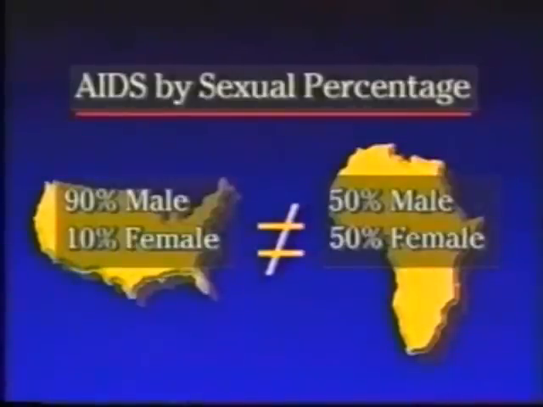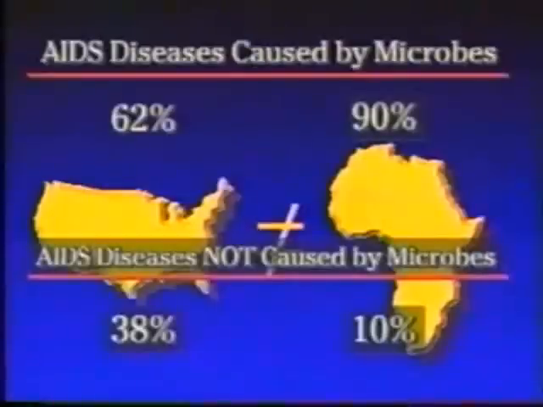It affects men and women alike. In America, AIDS is 90% men, and in Europe, 90% men. That's epidemiologically as different as day and night. 50% compared to 90% is completely different. That's a totally different epidemic, the African one. And the diseases, likewise, are very different in the two continents. So clinically and epidemiologically, the two epidemics are very different.